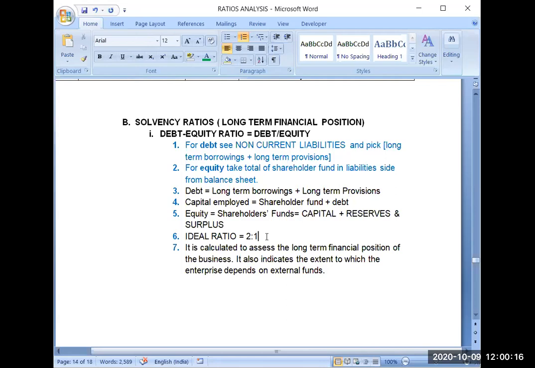Again, the ideal ratio is 2:1. It means your debt can be 2 times your shareholder fund. That is considered an ideal position. But if you are borrowing more than 2 times, that is considered quite unsafe, because then your capital will be very less and your borrowed funds are too high. In the long run, maybe you are not able to pay the interest on time or you are not able to redeem the amount of loan on time on the maturity date.